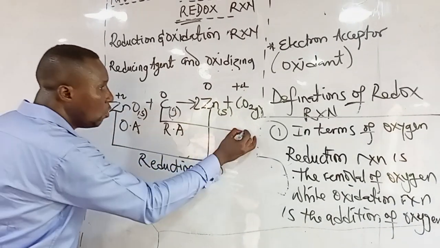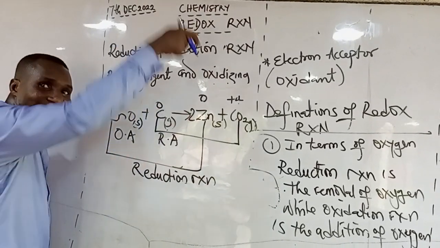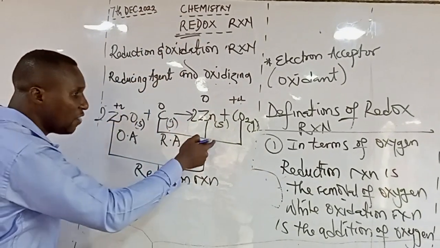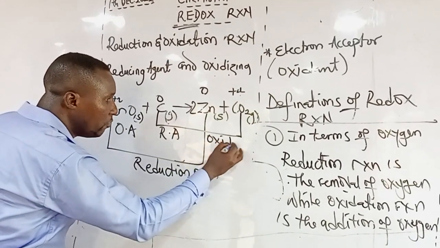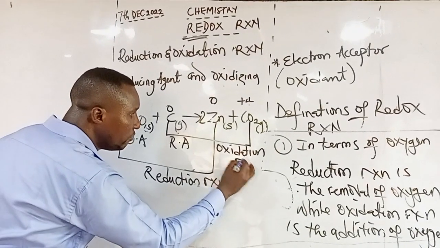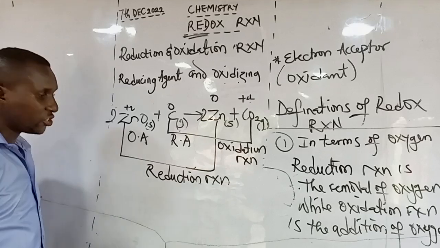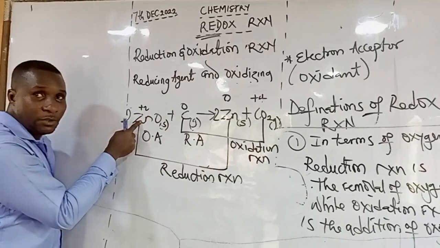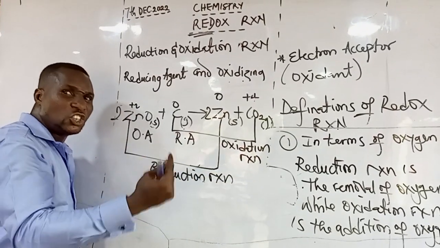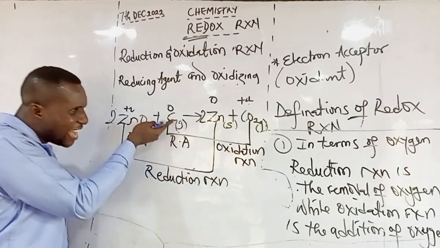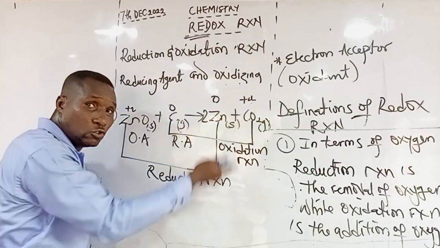Then look at this. From carbon to what? Carbon(IV) oxide. Here the oxidation number of carbon has increased. It has been oxidized. Therefore this reaction from here to here is an oxidation reaction. And I told you, reduction reaction is the removal of oxygen, and you see, oxygen has been removed from zinc. Oxidation reaction is addition of oxygen. Oxygen has been added to carbon to form CO2.